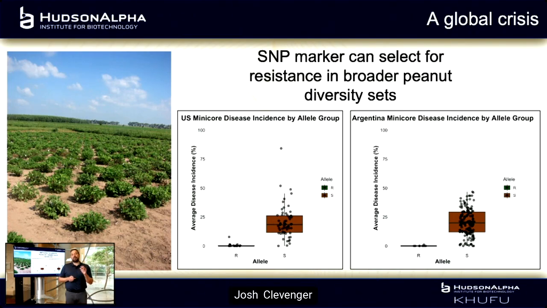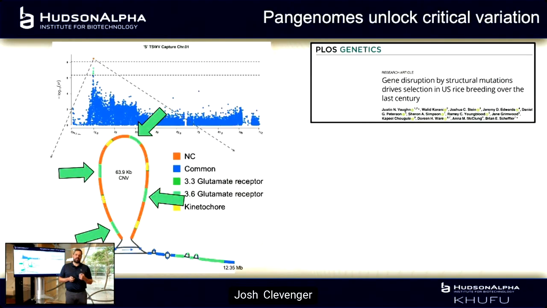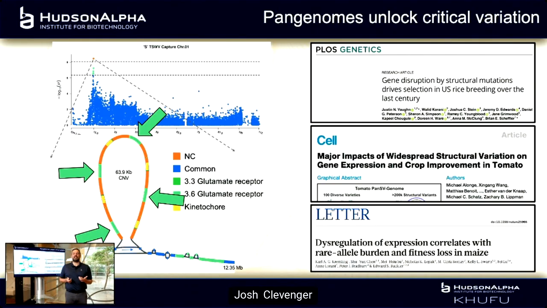Now, we didn't know exactly what the haplotype was or what the specific gene was, but we knew that this SNP was so tightly linked that we could select for it in a diversity set. And these are two sets of peanut diversity from core collections in the United States and Argentina that have been phenotyped for multiple years for resistance. So, spoiler alert, how might we actually get more information? And that's where the pangenomes come in.